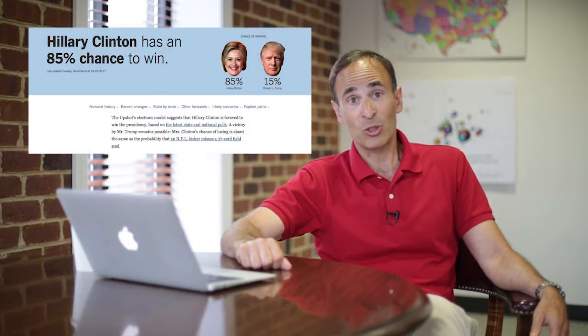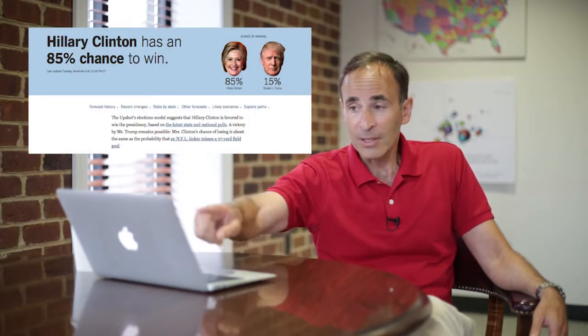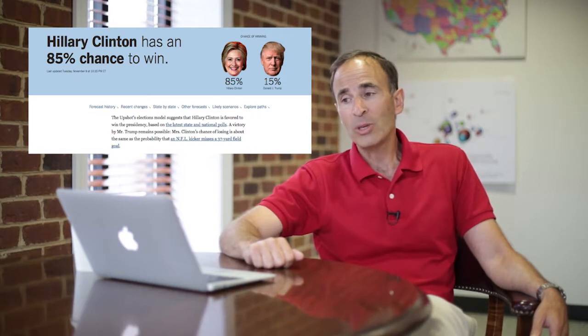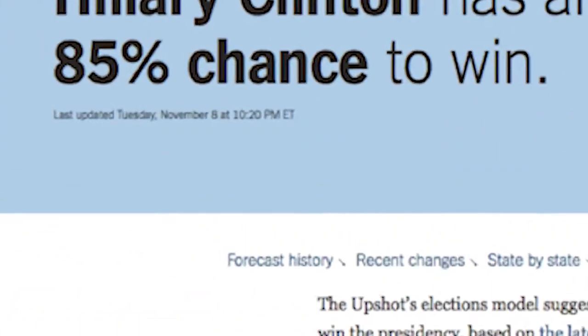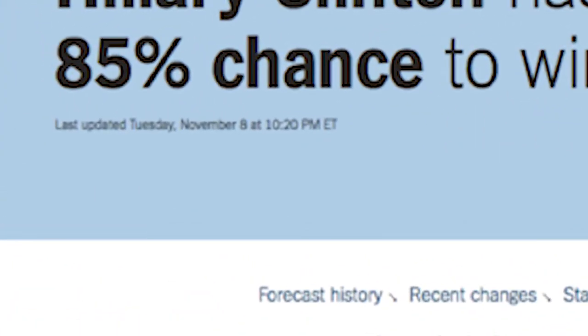How about that? The New York Times saying that Hillary Clinton has an 85% chance to win. If you can see the small print there, that's a screenshot that was taken at 10:20 p.m. on election night. So that's not a screenshot from a couple weeks before the election, or even just as the polls were closing, but a screenshot taken after we had initial data in from a number of states. The New York Times still saying that Hillary Clinton had an 85% chance of winning.